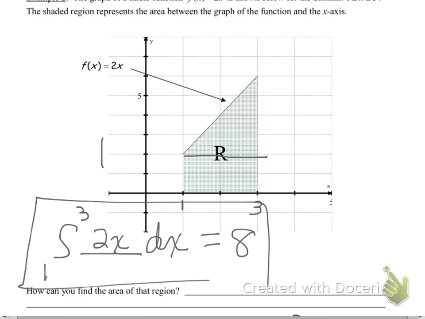So just to recap, here are your endpoints, here is your integration symbol, here is your integrand. This tells you the differential of the variable. It tells you that your function is in the variable x, and here is your area. Okay, so you want to know all that vocab, and let's move on to the next page.